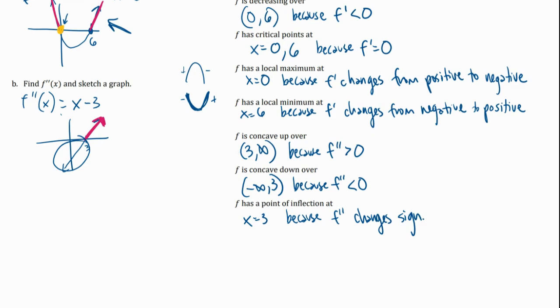For maxes and mins, you need to be specific: changes from positive to negative or negative to positive. But for points of inflection, because it works either way, you have a point of inflection as long as f double prime changes signs. So that could be from positive to negative or negative to positive. If f double prime is changing signs, f has a point of inflection. So you don't have to be super specific about that.